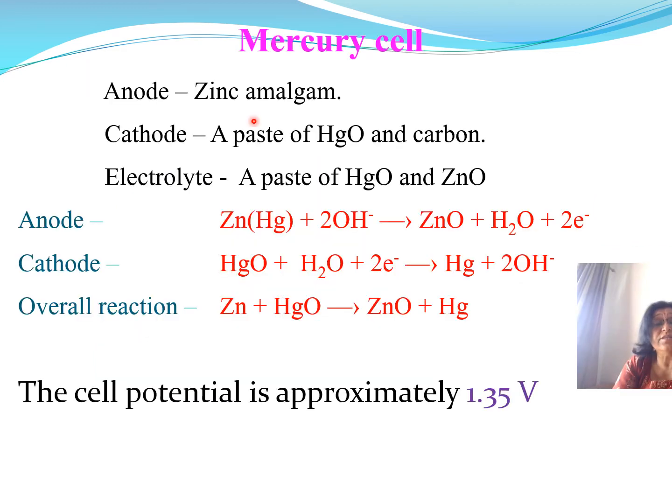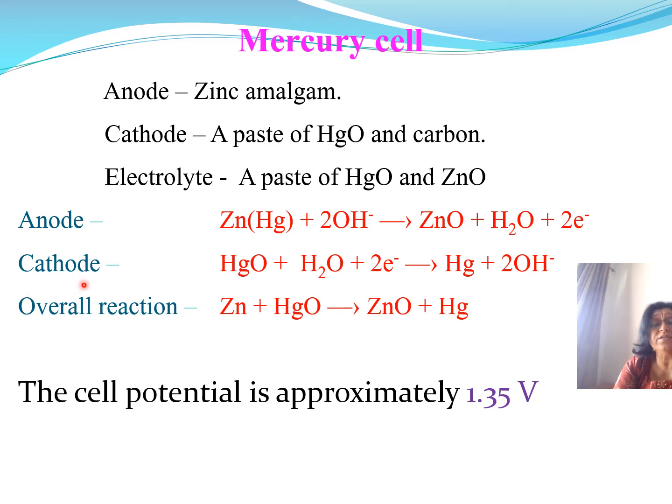In this, what is the reaction that takes place? Anode is zinc amalgam. Cathode is what? A paste of mercury oxide and carbon. Electrolyte is what? A paste of mercury oxide and zinc oxide. So what reaction takes place at the anode? Zinc amalgam plus 2OH minus gives you zinc oxide plus water plus 2 electrons. So oxidation happens at the anode.